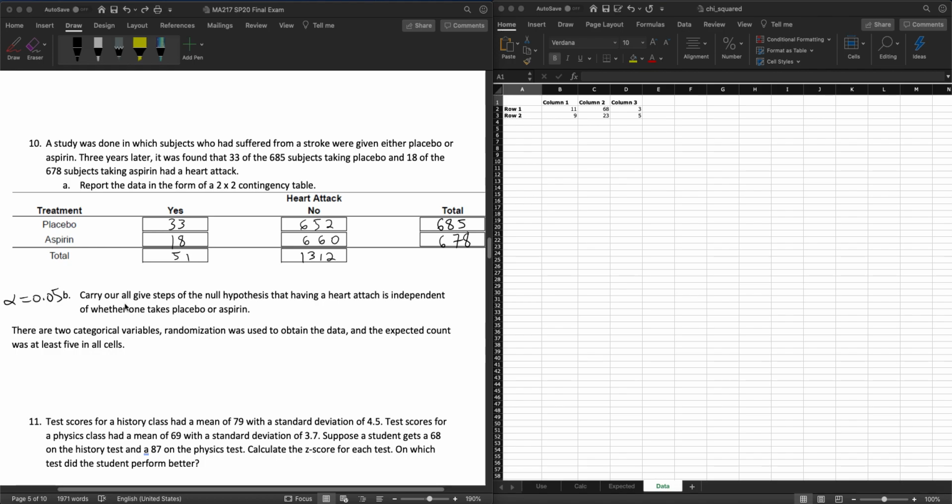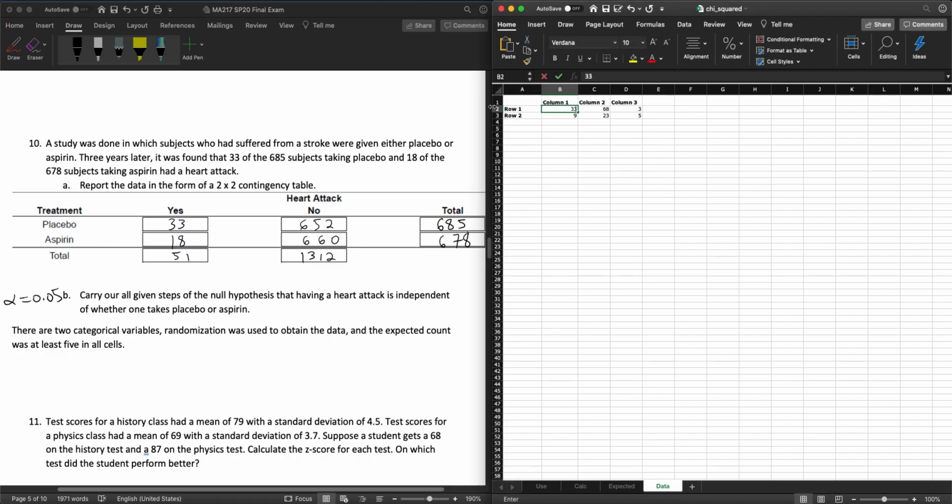So now we want to first carry out all of the given steps of the hypothesis test, with the null hypothesis that having a heart attack is independent of whether one takes placebo or aspirin. The first thing that we need is two categorical variables, that randomization was used to obtain the data, and that the expected counts are all at least 5 in all cells.